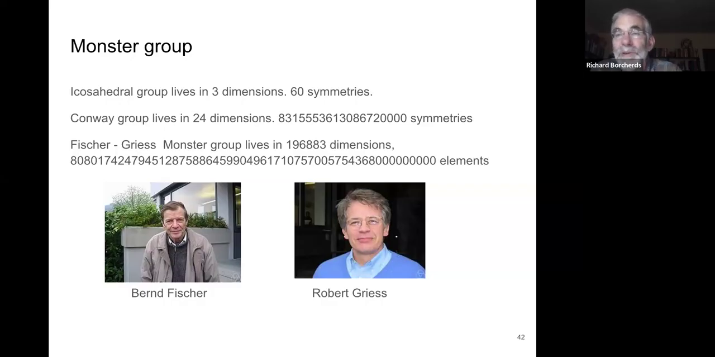So where does this dimension come from? Well, if you look at the Leech lattice, each sphere touches 196560 other spheres, and this number is actually close to 196883, and that's not a coincidence. There's a way to build the monster group starting from the Leech lattice, which was found by Robert Griess. And it has this utterly absurd number of elements. So it's the largest sporadic group.